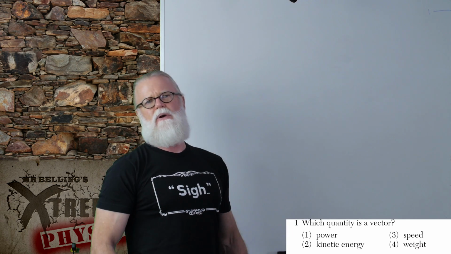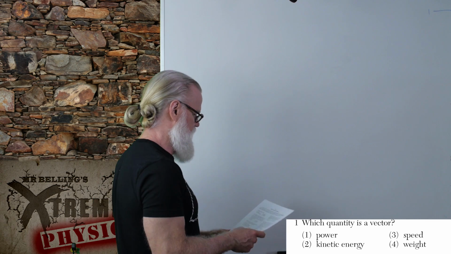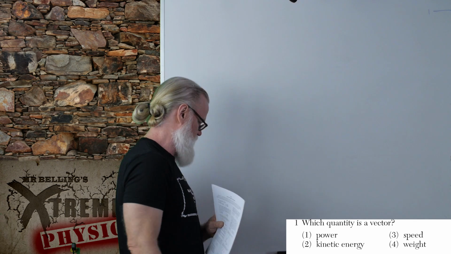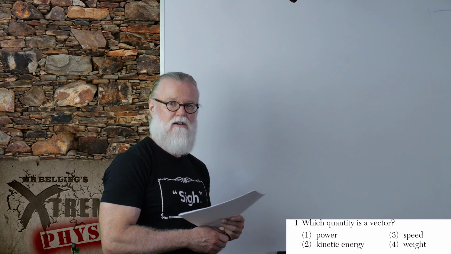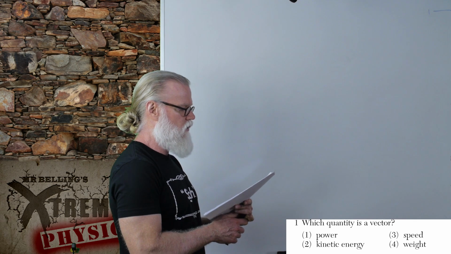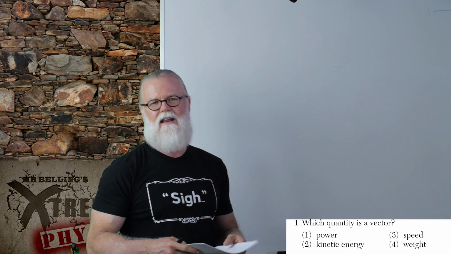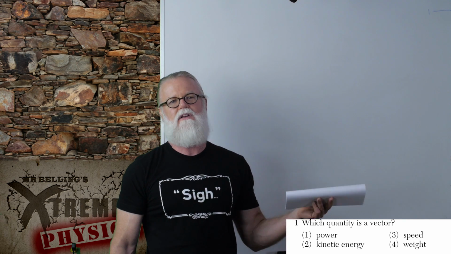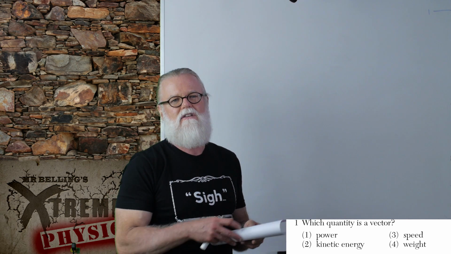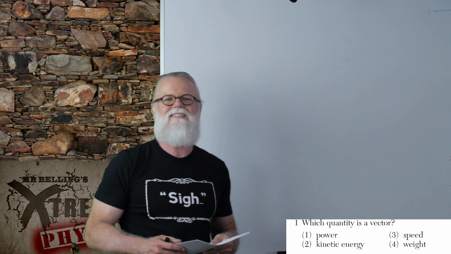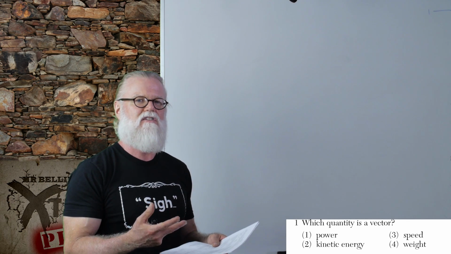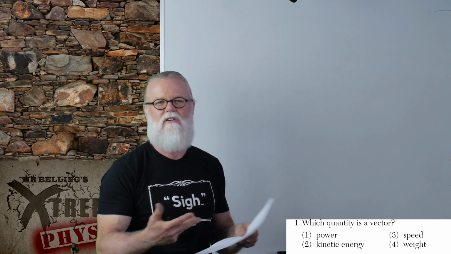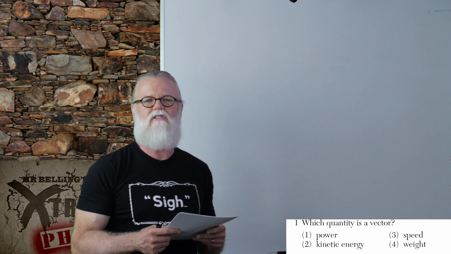Number one, which quantity is a vector? Let's see. What is a vector? A vector is something that has both magnitude and direction. And now when we look at number two, we have power and kinetic energy. One thing you really need to understand, one of the beauties of energy, one of the reasons it's such a nice thing to work with, is that it's a scalar. A scalar is just something that has magnitude. So the nice thing about energy is you don't have to get into complex vector addition, because vector addition can get involved.